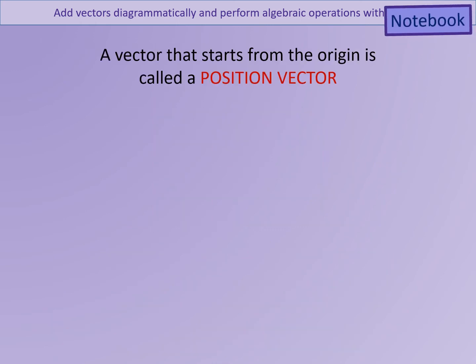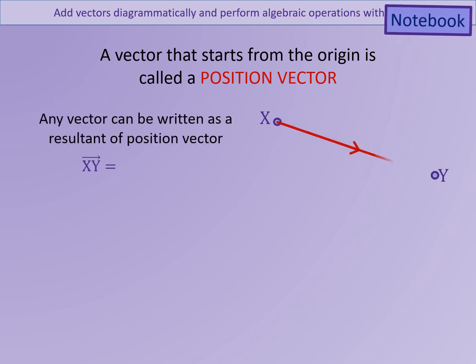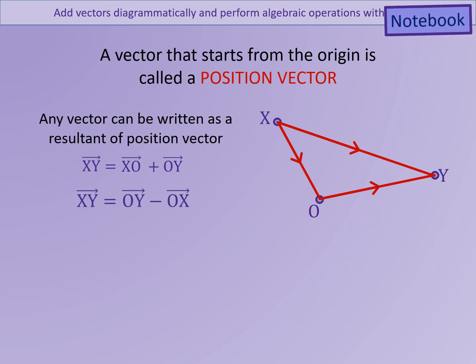So for your notebooks now, the vector that starts from the origin is called a position vector. If we have the vector XY, we can write this in terms of the origin by looking at the vector that would take us from the origin to the endpoint X, and the vector that takes us from the origin to the other endpoint of our original vector Y. Now XY can be written as the vector XO plus OY, but more commonly you will see this written in this form. So XY is equal to OY minus OX. That's much more common to see it in that form than it is this one.